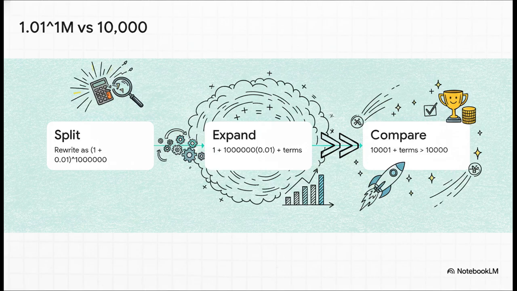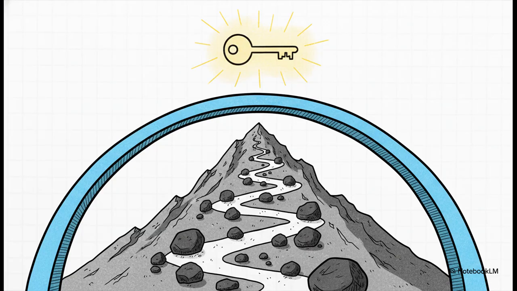Here's another amazing application right from the source material. Which is larger, 1.01 to the power of 1 million or 10,000? I mean, it sounds completely impossible to know without a supercomputer. But wait, split 1.01 into 1 plus 0.01. Using our shortcut for 1 plus x, we only have to expand the first two terms. The first term is 1. The second term is 1 million multiplied by 0.01, which is exactly 10,000. So right out of the gate, just those very first two terms equal 10,001. We don't even need to calculate the rest of the positive terms to absolutely prove for a fact that it's larger than 10,000.